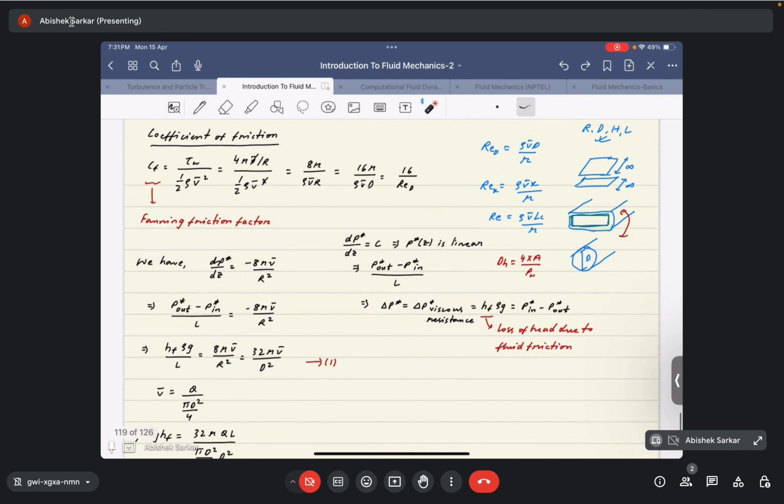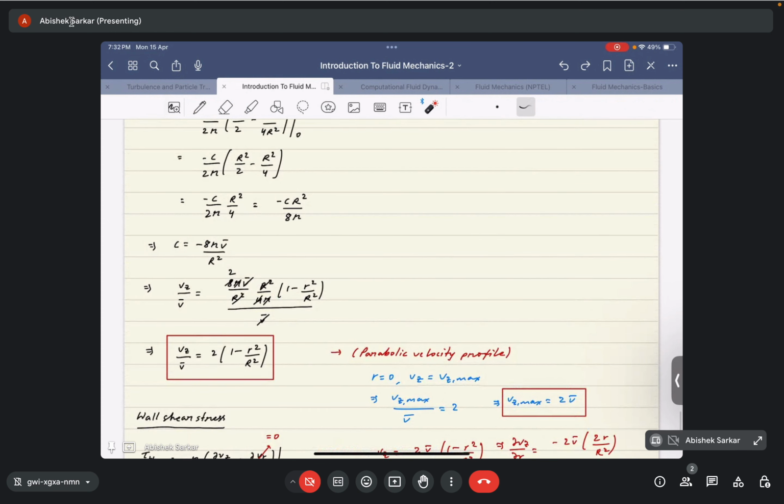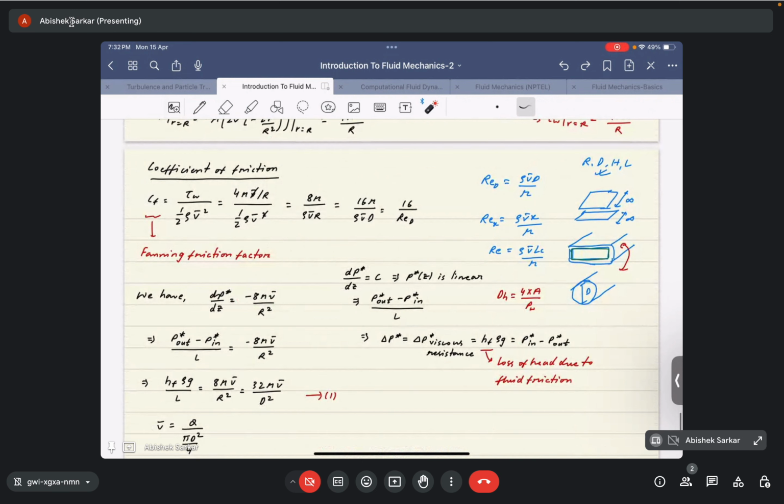Now let us consider this equation: dp star by dz is equal to minus 8 mu v bar by R square. Again this is obtained from the initial boundary equation, because if I go back here, we got that C is equal to minus 8 mu v bar by R square, which is equal to dp star by dz. So if we take that equation in mind, we can write dp star by dz is equal to minus 8 mu v bar by R square.